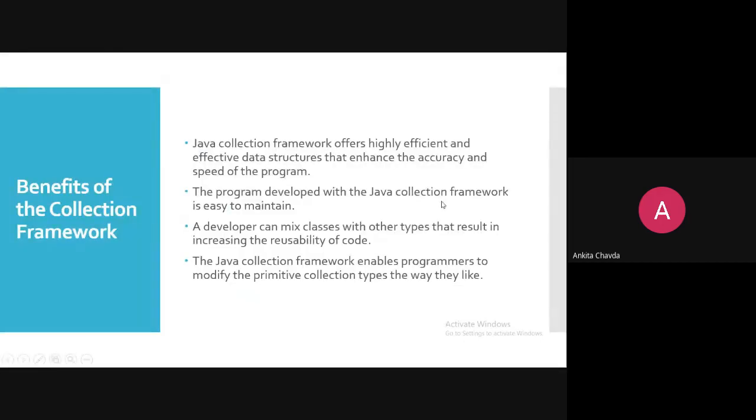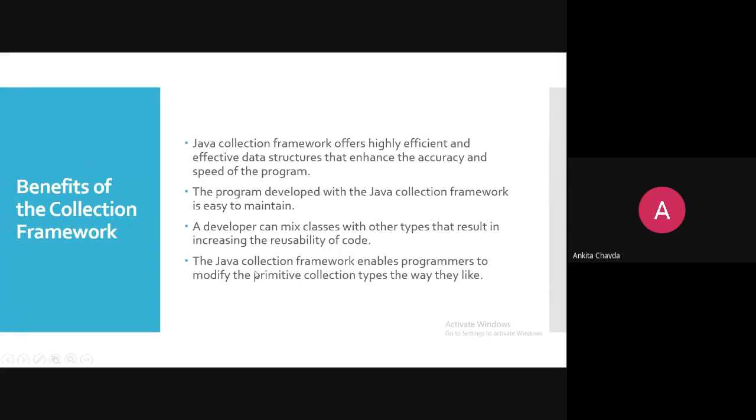So a program developed with the Java collection framework is easy to maintain. A developer can mix the classes with other data types, which increases the reusability of code. Just as we saw one program in this array list or vector where you were adding integers, then doubles, floats. So it is, you can say, a mixture of all the classes. You can create one array list, one linked list, or one vector with all different data types, right? So that is the main thing.